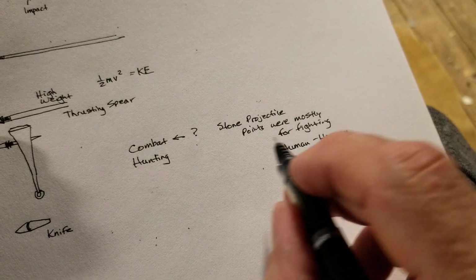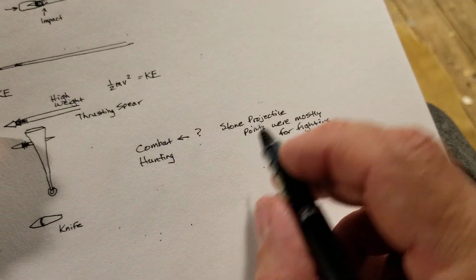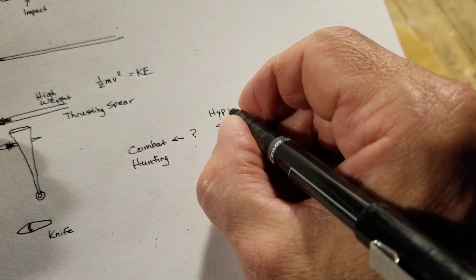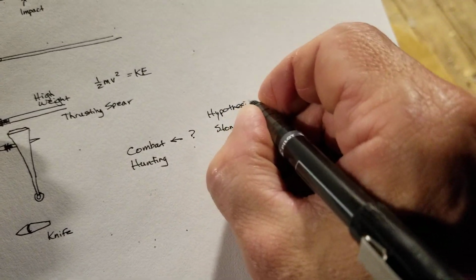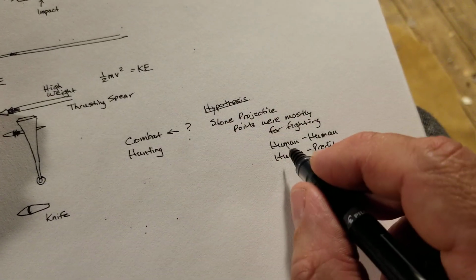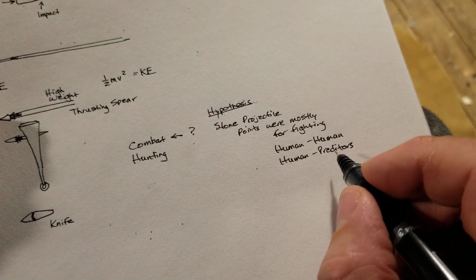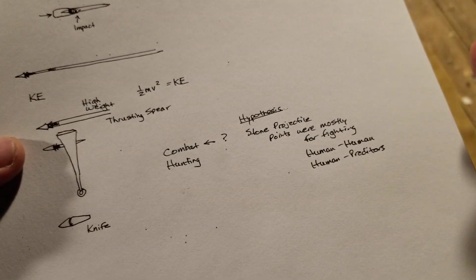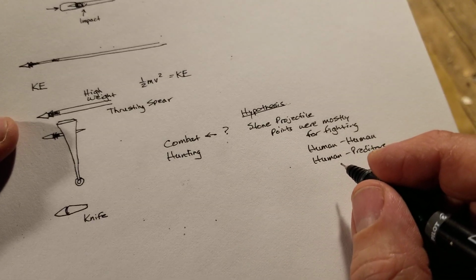Okay, I think the primary, this is a hypothesis. I might be proven wrong, or might be shown to be wrong. Stone projectile points are mostly for fighting, human or human against predators, either in a self-defense or offensive way. Okay, as a goal.